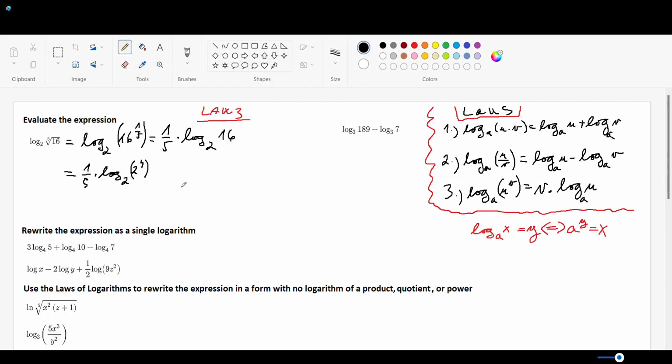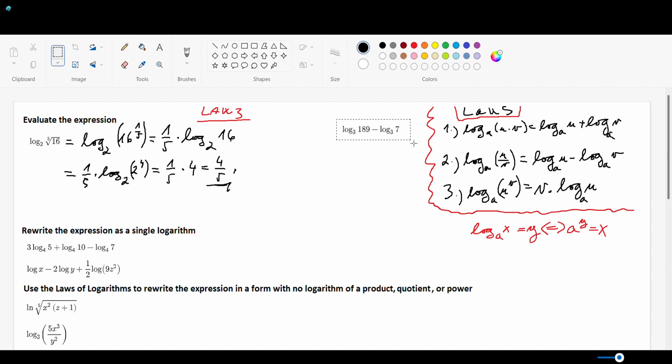So by using this property of logarithms, we now come to the expression 1 over 5 times 4, because, and let me write it here, logarithm base 2 of 2 to the power of 4 must be equal to 4, because 2 to the power of 4 is of course equal to 2 to the power of 4. So by using this, we already have a very nice number. Our result is 4 over 5. Okay, so this is the solution of the first task.